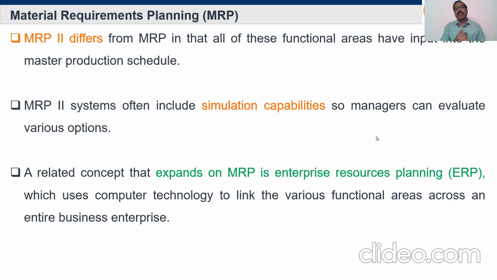Okay, the same related concepts expanded, meaning MRP expanded to enterprise resource planning, ERP. Generally we call it ERP, which uses computer technology to link the various functional areas across an entire business enterprise. Again, remember that MRP, enterprise resource planning, and MRP2 all come under the business side, like the production management side. Production, you know, does not necessarily mean manufacturing only; service is also included. So ERP is mainly happening in recent times, in the last decade also.